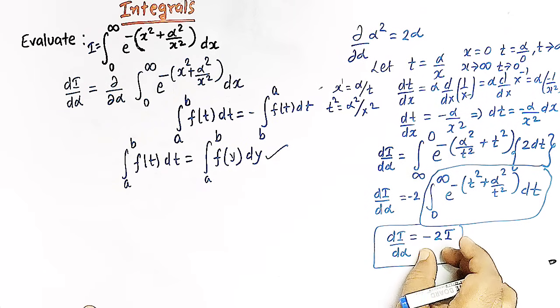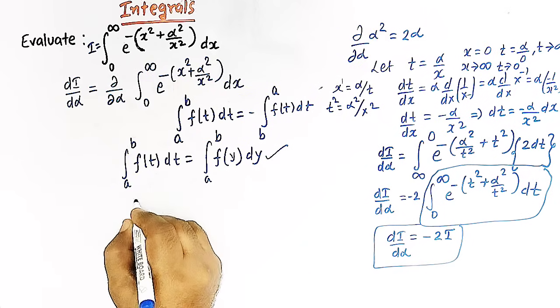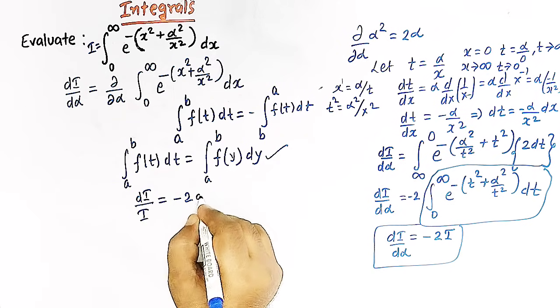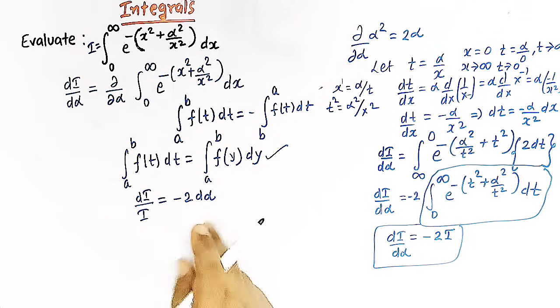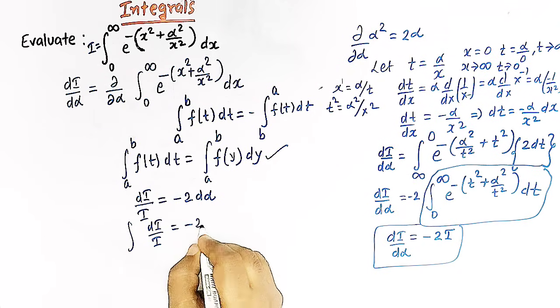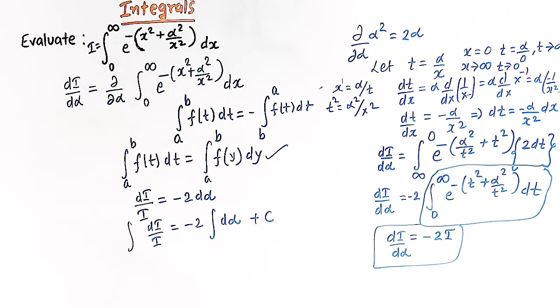So this is a first order and first degree differential equation, and now we have to solve this differential equation, which is of variable separable form. So here we can separate the variables. We can now write dI over I is equal to minus 2 d alpha, separating the variables I and alpha. So now integrating both sides, we have the integral of dI over I is equal to minus 2 times the integral of d alpha, and c is the constant of integration.